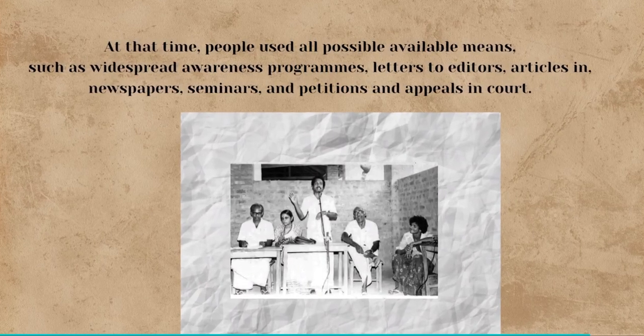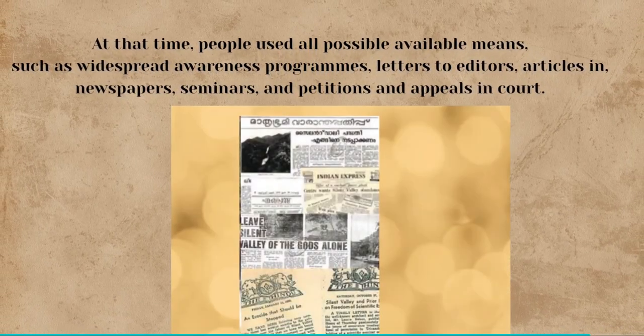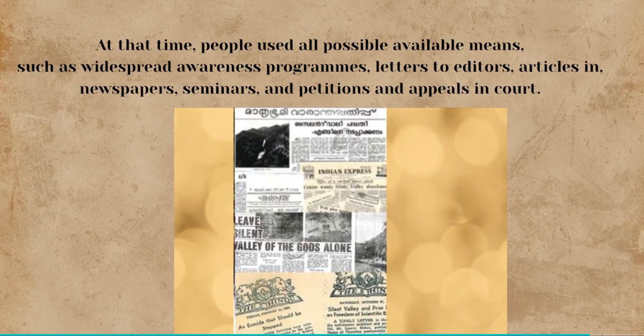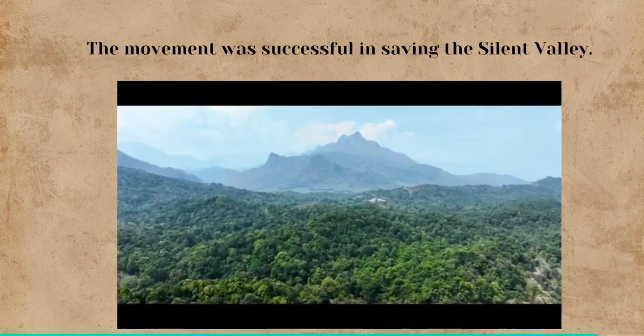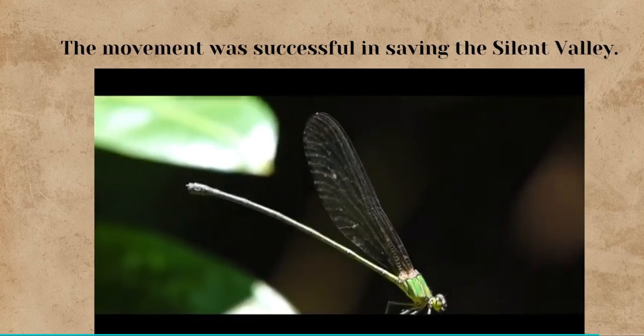At that time, people used all possible available means such as widespread awareness programs, letters to editors, articles in newspapers, seminars, petitions, and appeals in the court. Finally, the movement was successful in saving the Silent Valley.